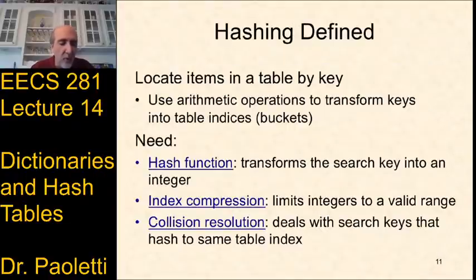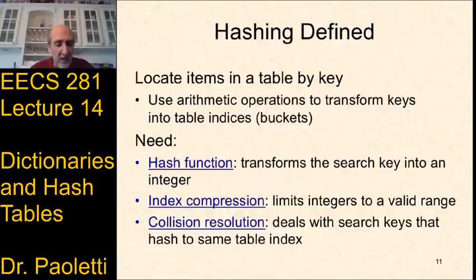So, like we said, we want to be able to locate items in a table by their key, and for different data types of keys, such as strings, we're going to use some sort of arithmetic operations to turn that key into a table index. That's called the hash function. Now, we really need two parts of this.